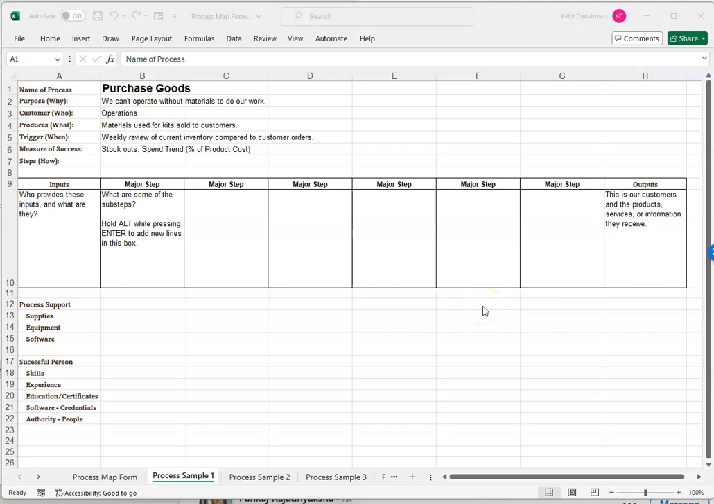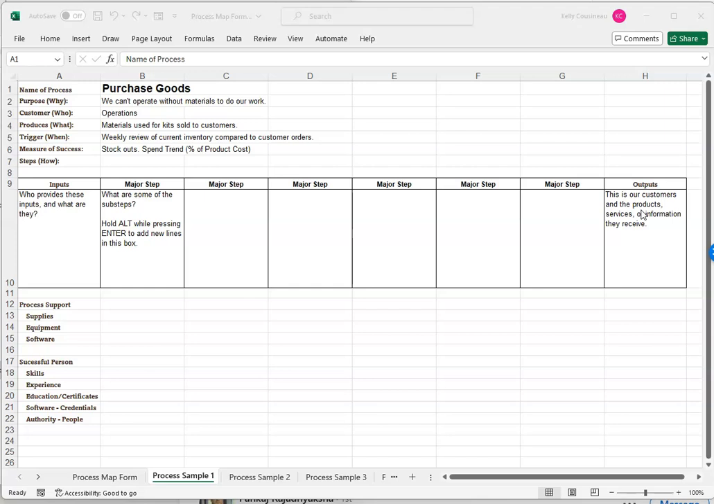In the first step of this process called purchase goods, we described a lot about the process. In fact, I'm calling this defined the process up here in the header information. Now we are going to identify the major steps, and we're also going to enter these inputs and outputs. The inputs are kind of the trigger, like when does this happen, who triggers it, what exactly comes into the process. And then on the other end, the outputs are the customers and what they receive from the process.